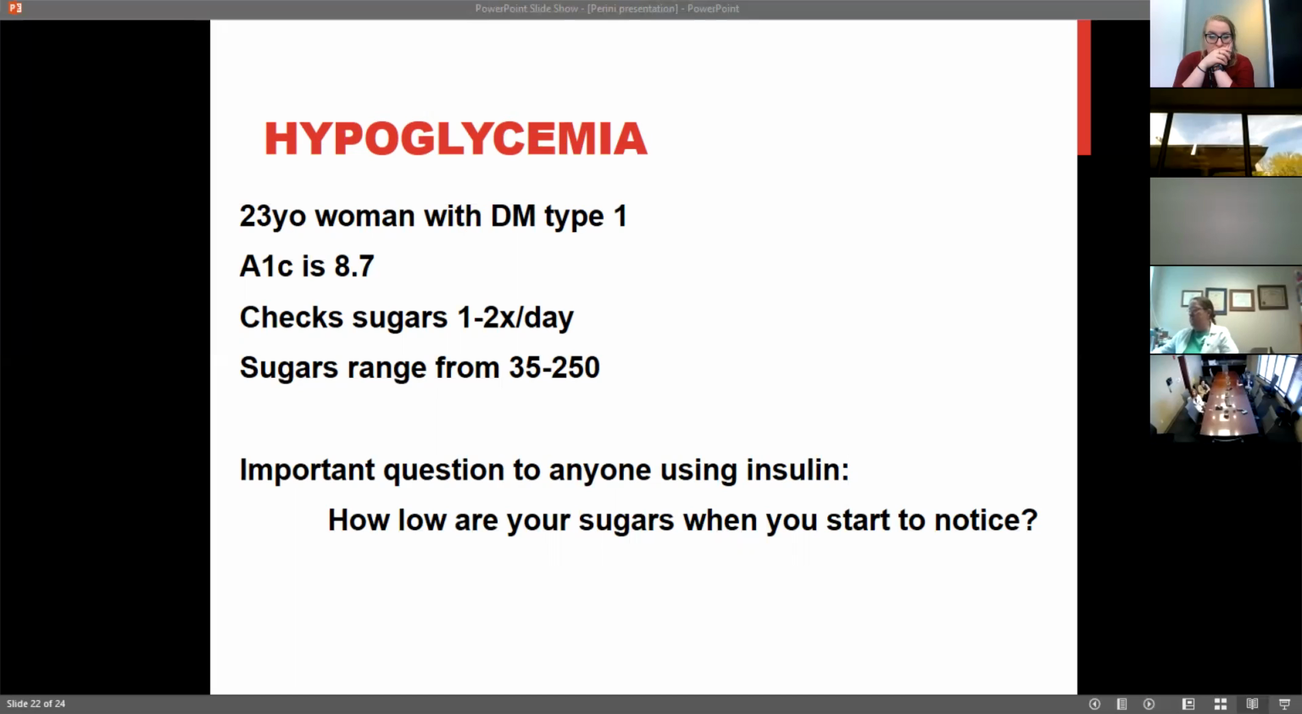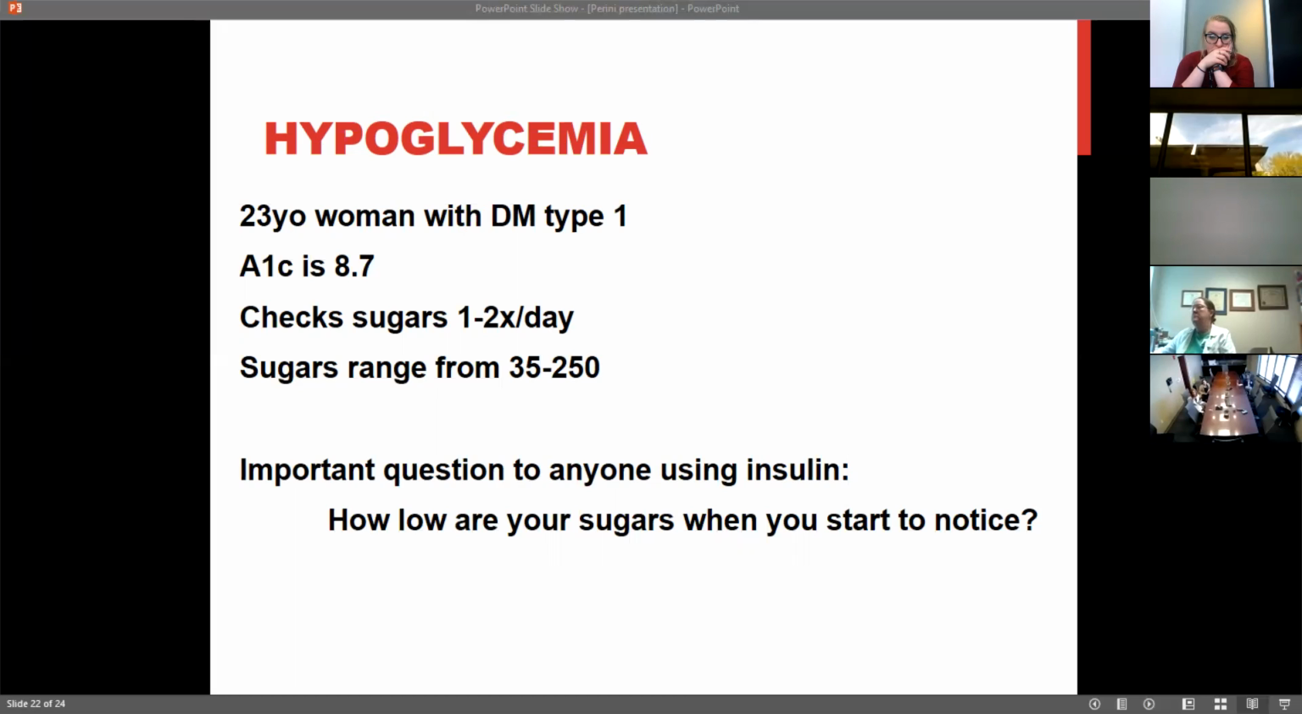But people who chronically have sugars in the 60s, their body's going to stop noticing it, and they aren't going to get those alarms sent out to their bodies until their sugars are, say, 58. And then they start to feel shaky or sweaty. So you always want to ask, how low do your sugars have to get before you start to notice it?